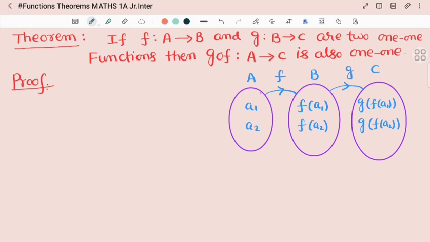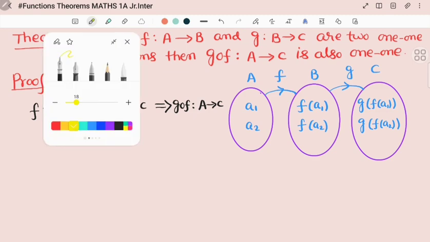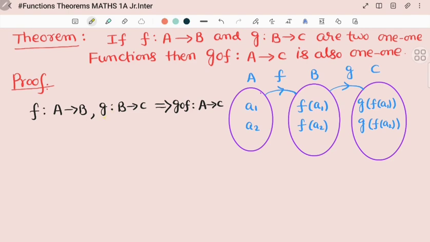But we have to prove g circle f is defined from A to C. So how it will be, I will show here. f is defined from A to B, comma, g is defined from B to C. That implies g circle f is defined from A to C. See how it will be. g circle f means it is defined from A to C. So keep this in mind.